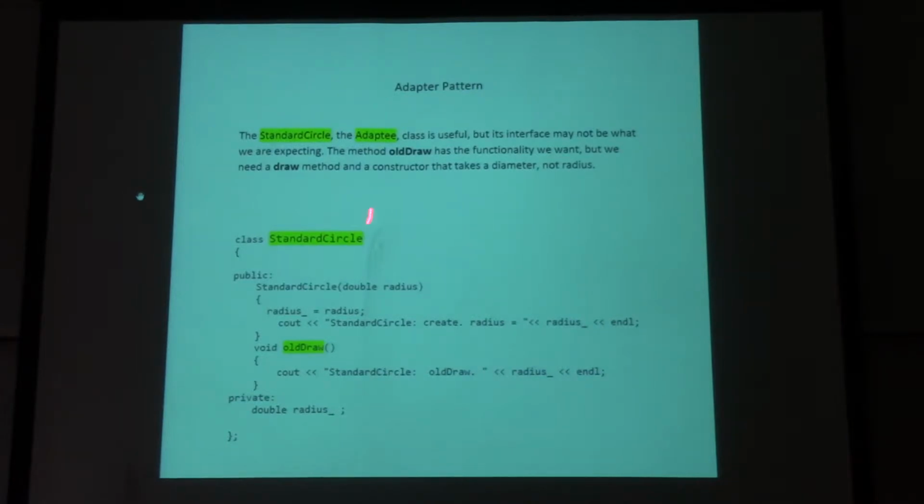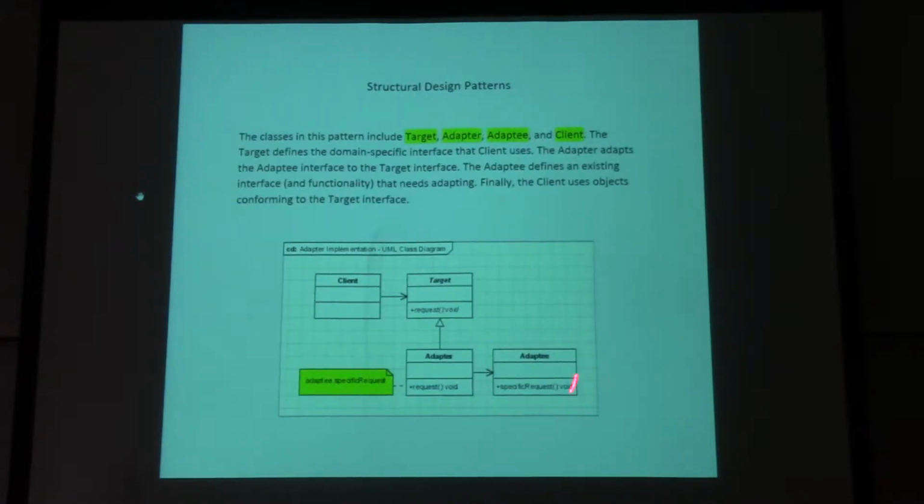So the standard circle is the adaptee. It's a useful class, but the interface may not be what we are expecting. So the standard circle exists. It's going to be this one. It's a standard circle. So the adapter is going to depend on the standard circle. It means the adapter is not going to create the methods of the standard circle. It's going to adjust them for interfaces for the clients. So the adapter will depend on the implementation of the adaptee, but it will adapt them for a different access.